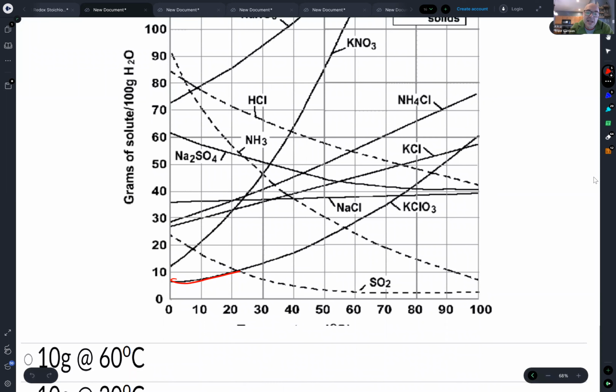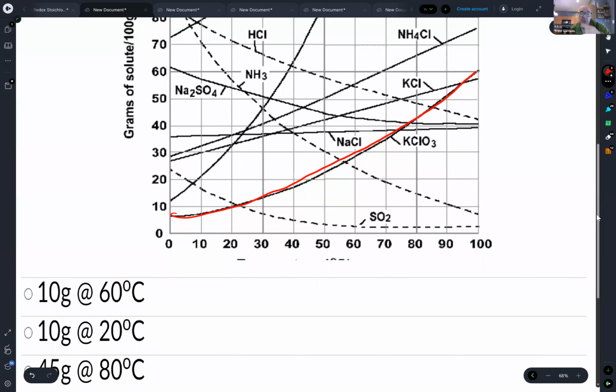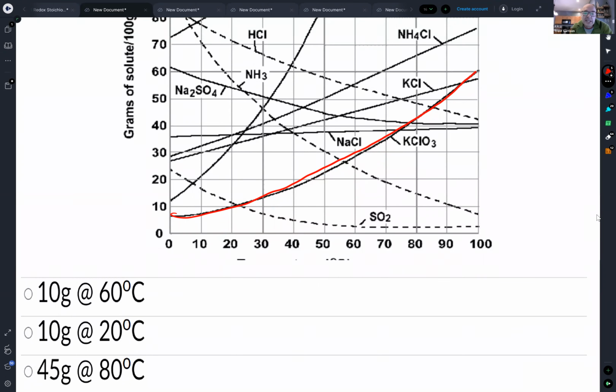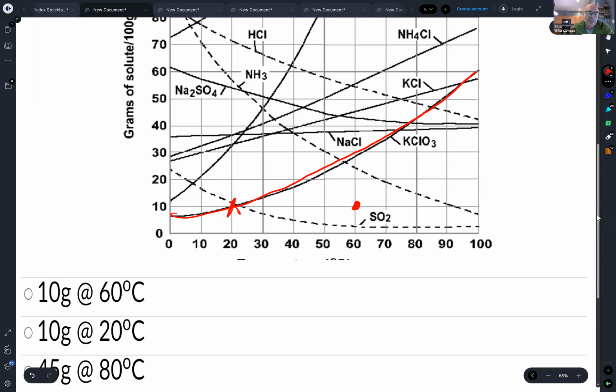KClO3 is this line right here. And so we're finding one that would be below this line, something that's below this line. So 60 degrees, 10 grams, that is below the line. At 20 degrees, 10 is on the line. At 80 degrees, 45, it is above the line, it looks like. So that's not going to qualify.